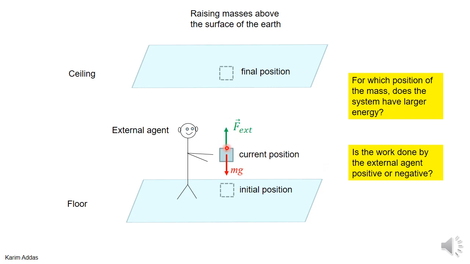Well, the force the external agent is doing is upwards, and the direction of motion is upwards, so the work is positive. And of course we know that when a mass is at a higher height, the energy of the system is larger. So when the external agent does positive work by raising this mass to the final position, then the energy of the system gets larger. So the external agent is basically delivering energy to this system.